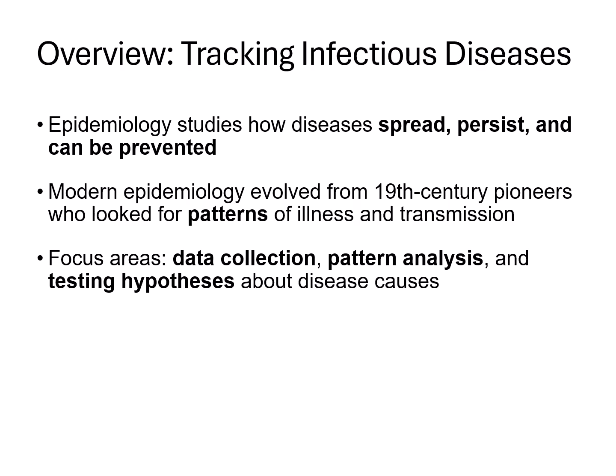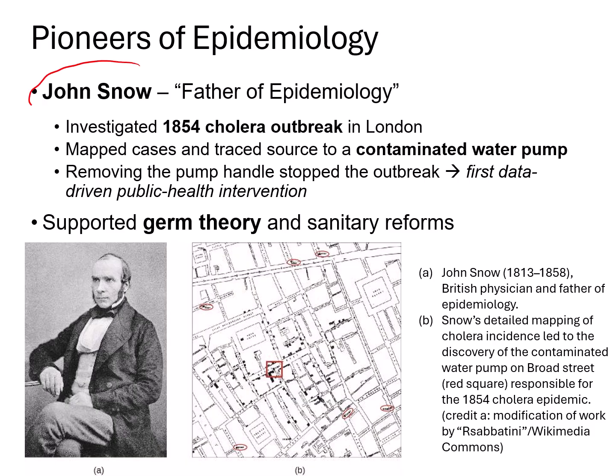Epidemiology focuses on how diseases spread, where they persist, and how we can prevent them. And modern surveillance relies on 3 pillars: good data collection, recognizing patterns, and testing hypotheses about disease transmission. So this section will introduce the first scientists who used these techniques. John Snow is often called the father of epidemiology.